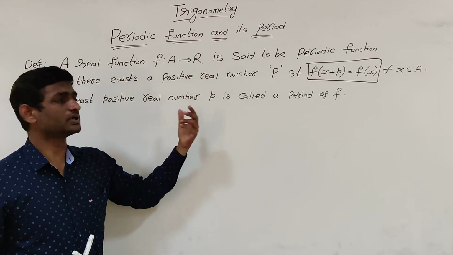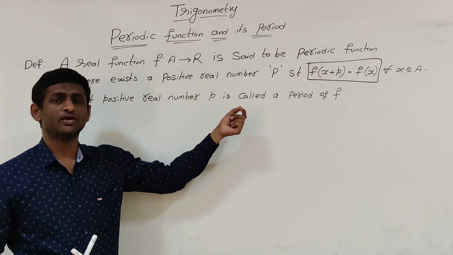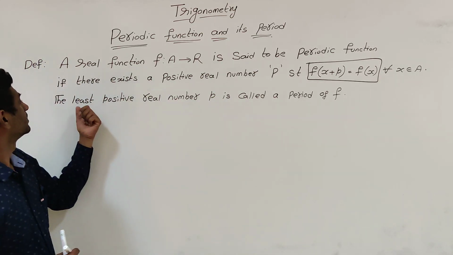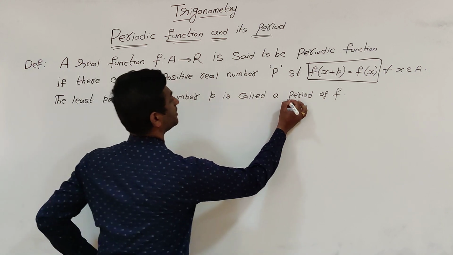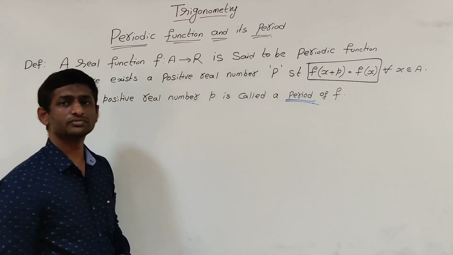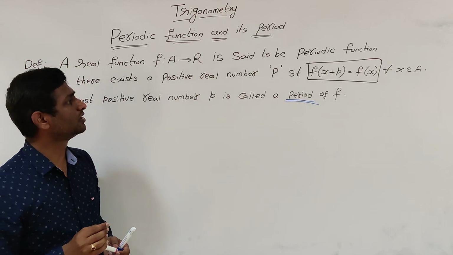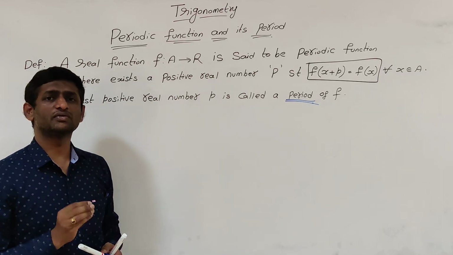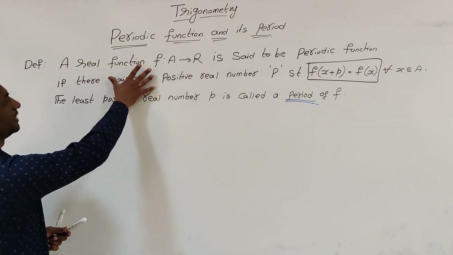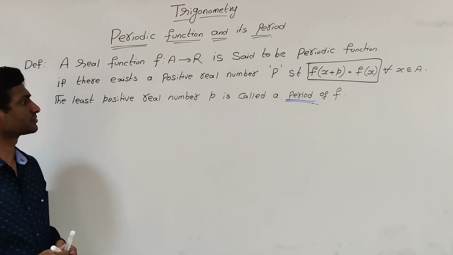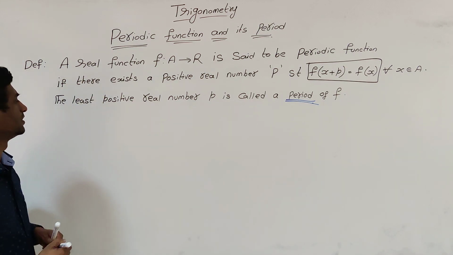And among the p values, the least positive real number p is called the period of the function. So we'll see what is a periodic function with an example, or in short, instead of the definition I will give a brief of the definition.